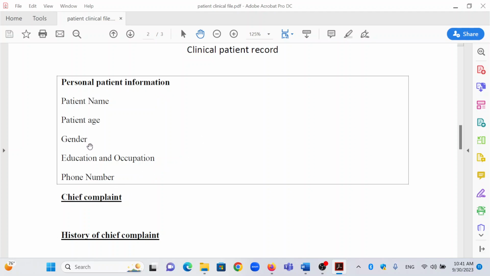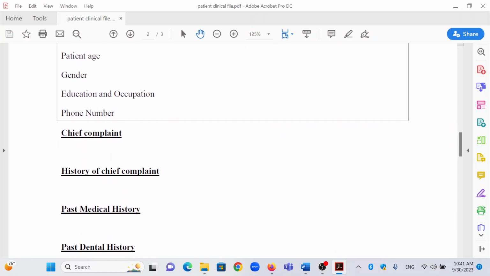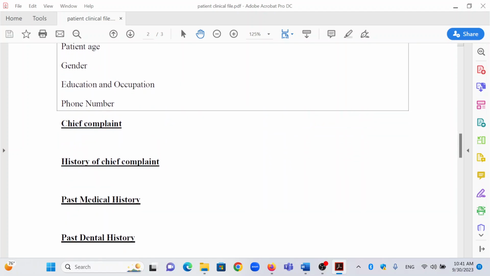So after writing down this information, we will go to the chief complaint, which is the reason why the patient attended the clinic.